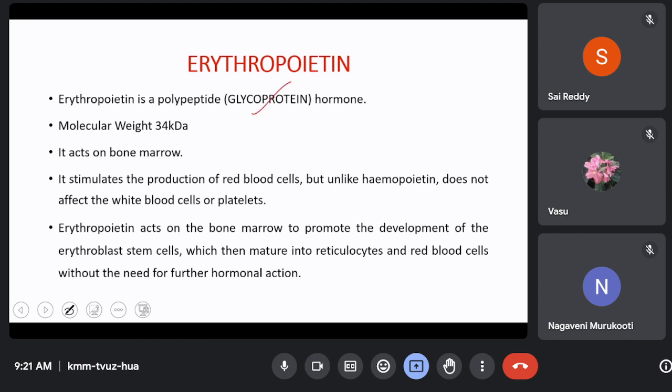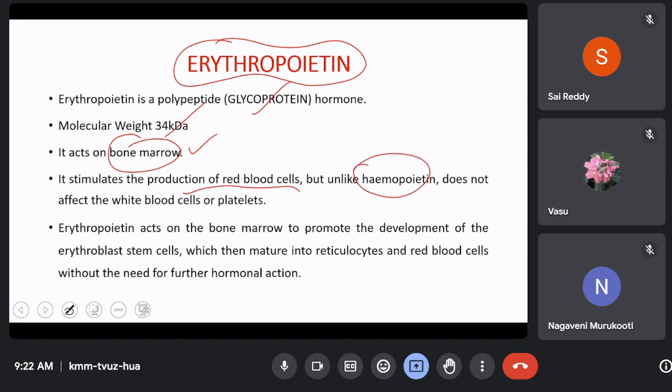It is a glycoprotein hormone. Molecular weight is 34,000 Daltons, and it acts on bone marrow. Its main function is erythropoiesis. That means formation of red blood cells. So where does the formation of red blood cells take place? In the bone marrow. So it stimulates production of red blood cells, so that erythrocytes are produced. In addition to erythropoietin, there is another factor called hemopoietin. Hemopoietin is responsible for the production of white blood cells as well as platelets, whereas erythropoietin does not produce these two like hemopoietin. It produces only red blood cells.